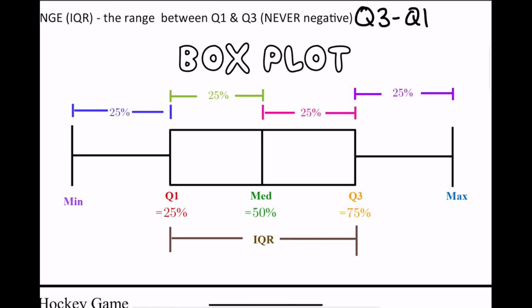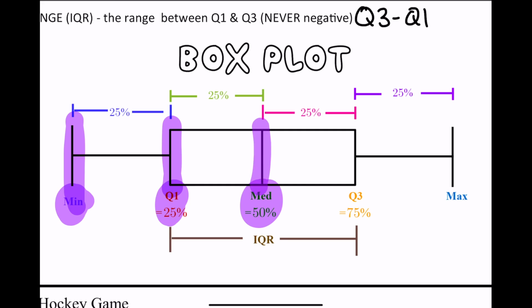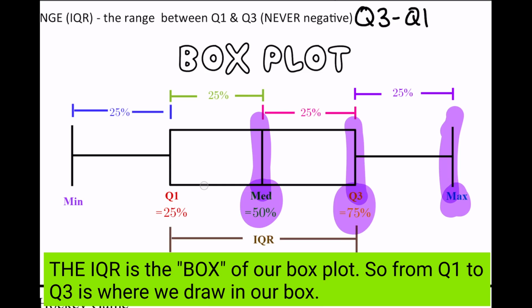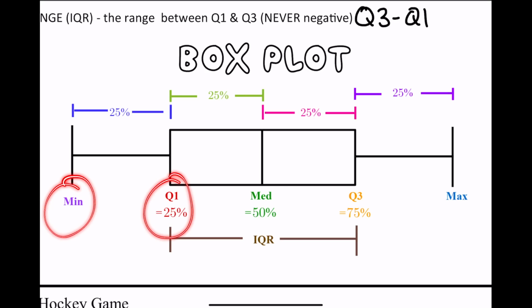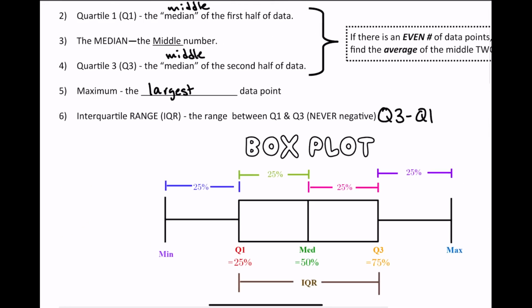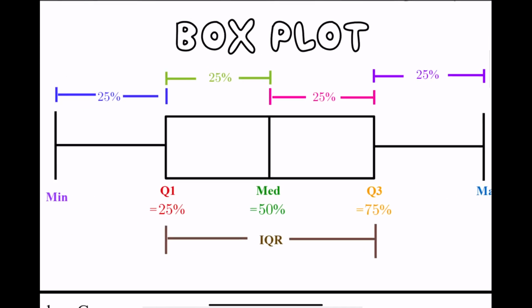So this is a box plot. The minimum is your smallest number, and that's where we'll draw the line. Quartile 1 is the middle of our first half, and we'll draw a line. The median is the middle number, so we draw a line. Quartile 3 is the middle of the second half of data, so we draw a line. And then a max, we would draw the line. So all these lines, and look at this. There's 1, 2, 3, 4, 5 data points. That's why it's called the 5-number summary. And we have to find those 5 numbers.